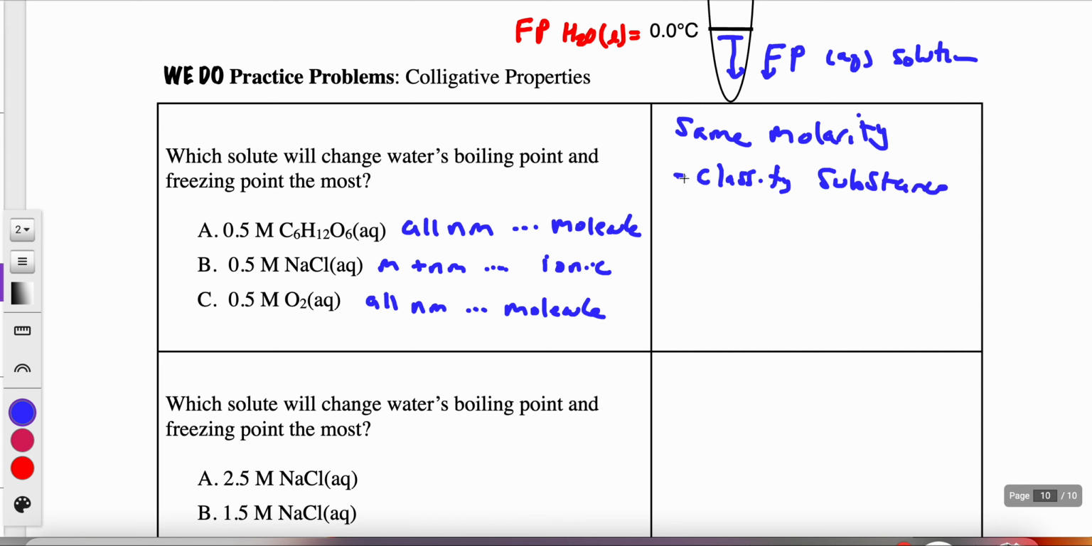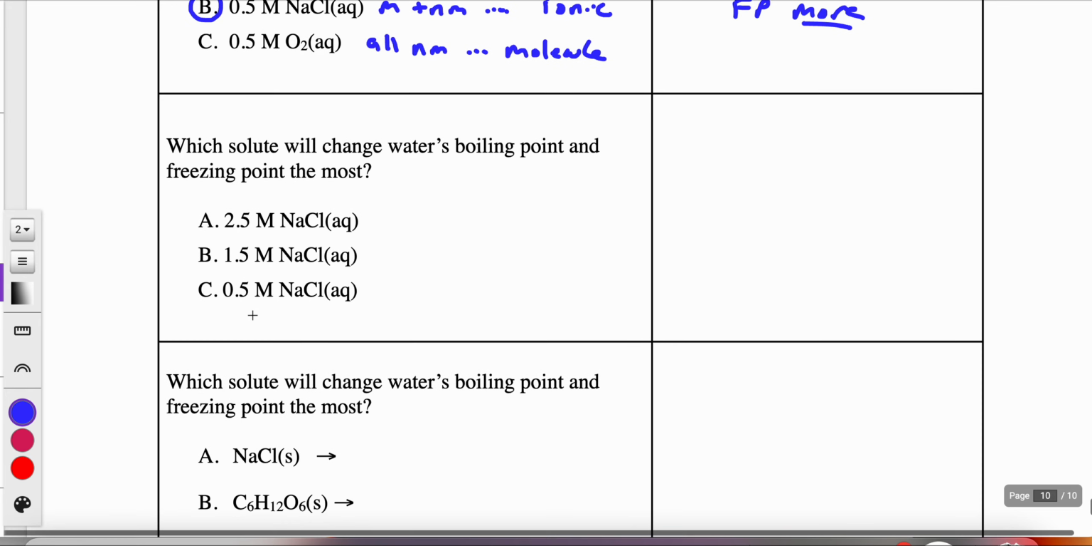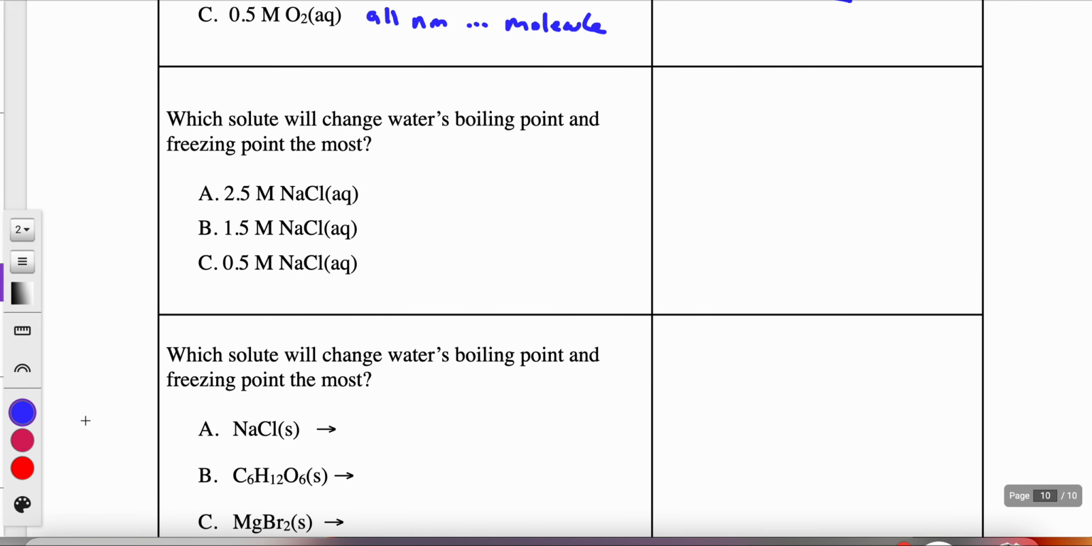So that's going to be rule number 1. As a general rule, ionics will change the BP and FP more. So we want to choose the ionic choice. Okay, so now take a look at the next example here.